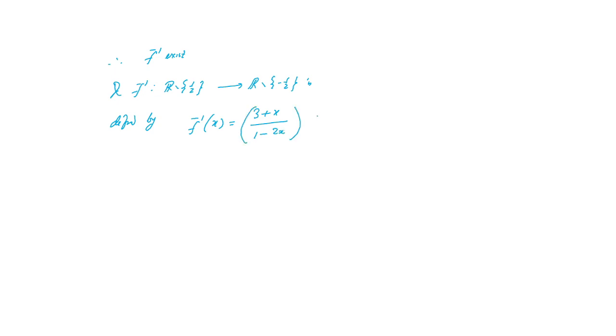So therefore, f inverse exists, and f inverse, from R minus half to R minus minus half, is defined by f inverse of x equals 3 plus x by 1 minus 2x for all x belonging to B. B means R minus half.